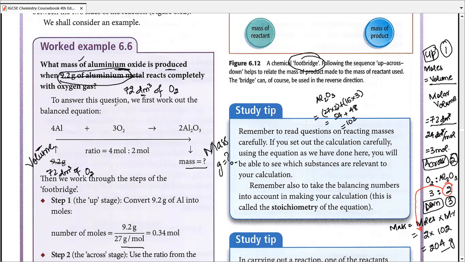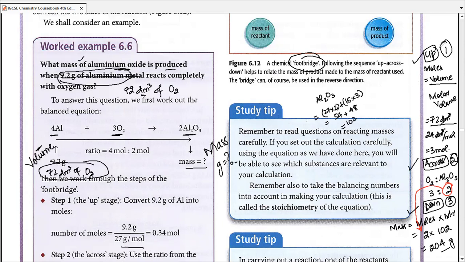Okay, so you have this balanced chemical equation. You understand 4 moles of aluminum reacts with 3 moles of oxygen to produce 2 moles of aluminum oxide. You have 72 decimeter cube of oxygen to work with. So that's how your footbridge is going to work. Now, footbridge has 3 steps. Step 1 is commonly known as the up step. Step 2 is commonly known as the cross step. Step 3 is commonly known as the down step.